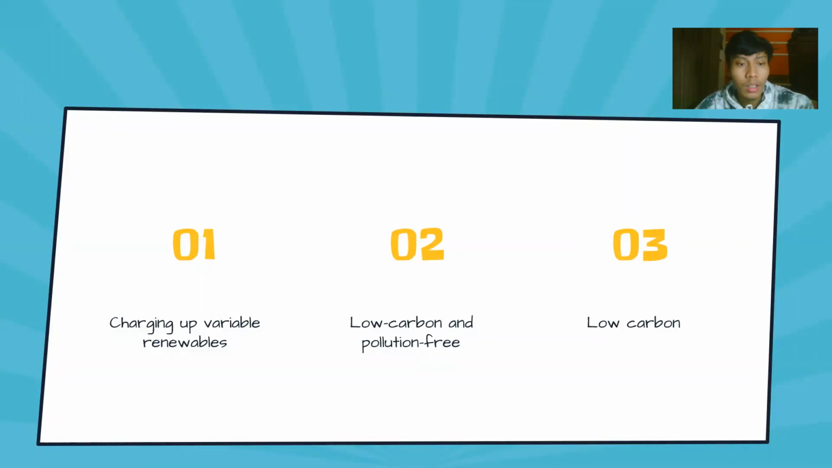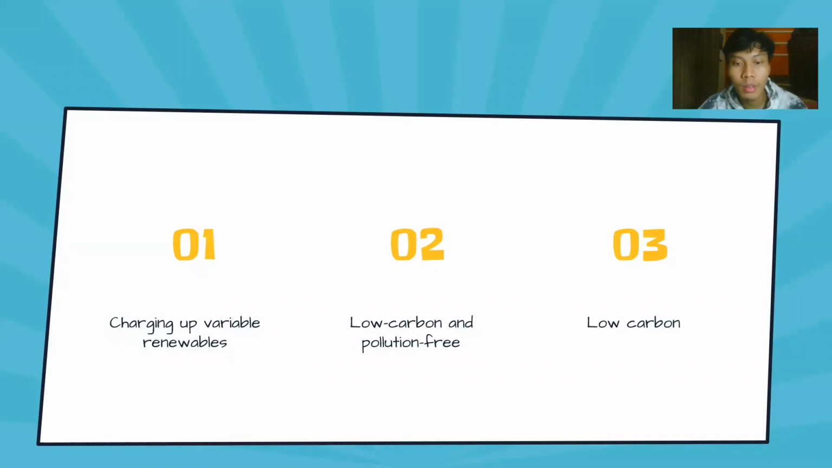About charging up variable renewables. Hydropower is an ideal complement to variable renewables, wind and solar. Thanks to its flexibility and energy storage services, hydropower can meet demand when these intermittent sources are unavailable. Pump storage hydropower, operating like a green rechargeable battery, absorbs energy when supply exceeds demand.